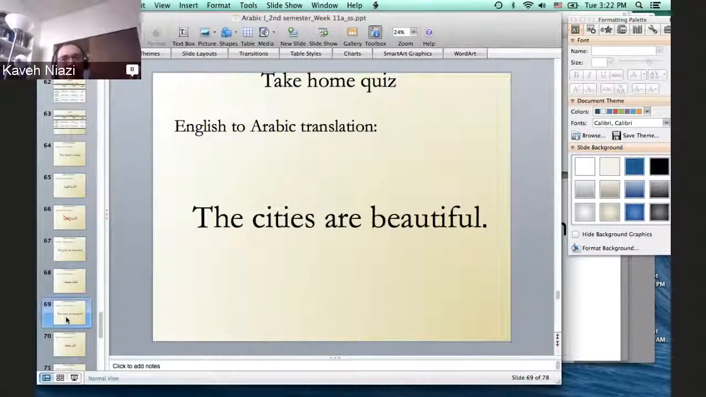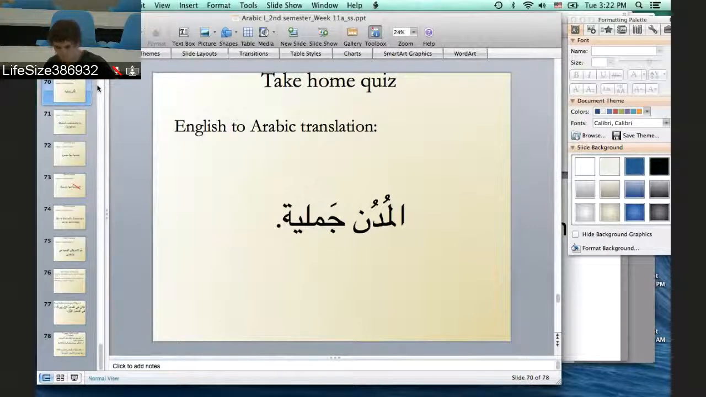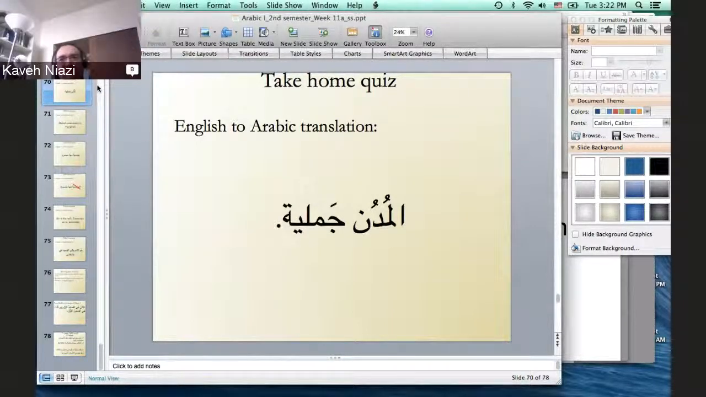But then Arabic is very weird because the cities are beautiful becomes what? Al-mudun jamila. Two things have happened here. First of all, cities gets its own weird broken plural, which you just have to memorize. And then, why is the predicate in singular rather than al-mudun jamilat? Because it's a non-human plural. So you have to keep track of multiple things for this sentence. And this sentence threw a number of you for the take-home quiz. We ran out of time, but we'll continue with this on Thursday.